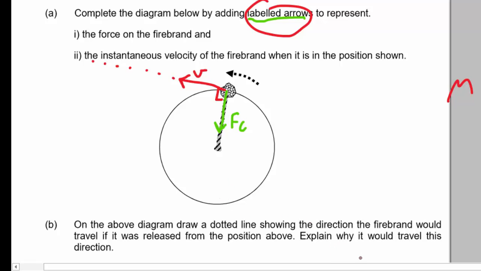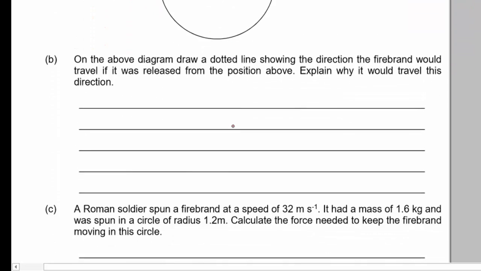Explain why it would travel in this direction. So it would travel in that direction because it no longer had any force causing it to go around in a circle. The reason this is going around in a circle is because there's an unbalanced force causing it to change direction. If we remove the unbalanced force, then it will continue to go in a straight line following Newton's laws. Let's see if we can write that up.